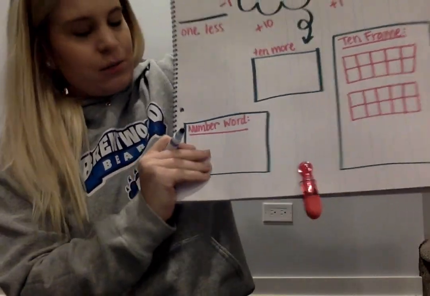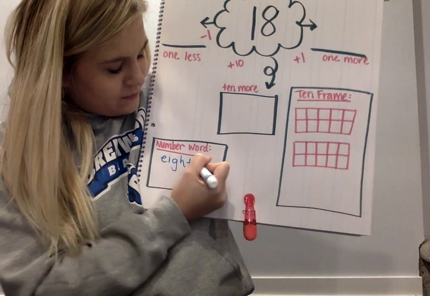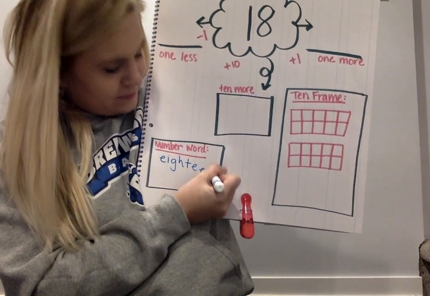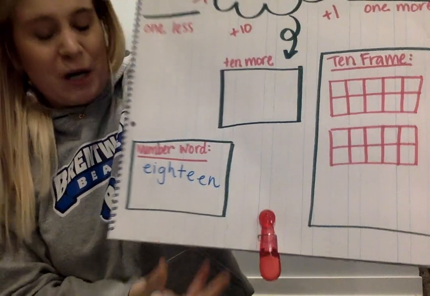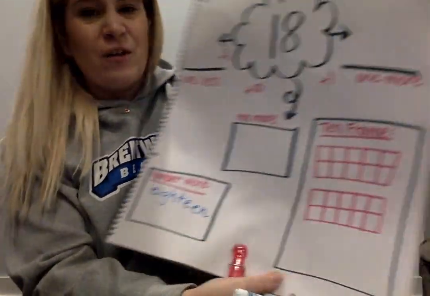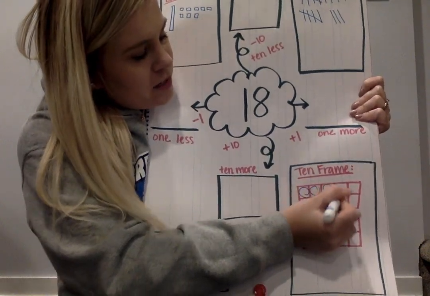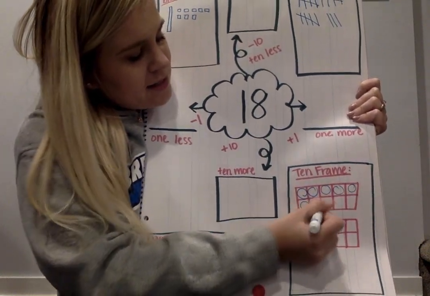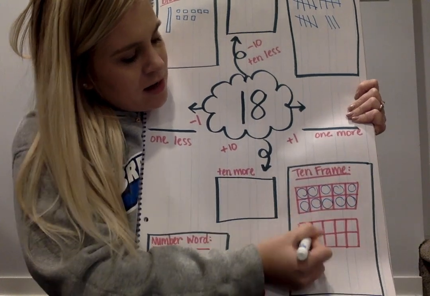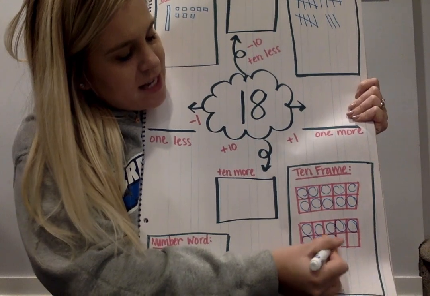At the bottom, I need to write the number word. 18. Sorry, I'm writing kind of crooked and silly and crazy today. And over here, I need to put it in a ten frame. 1, 2, 3, 4, 5, 6, 7, 8, 9, 10. 11, 12, 13, 14, 15, 16, 17, 18.